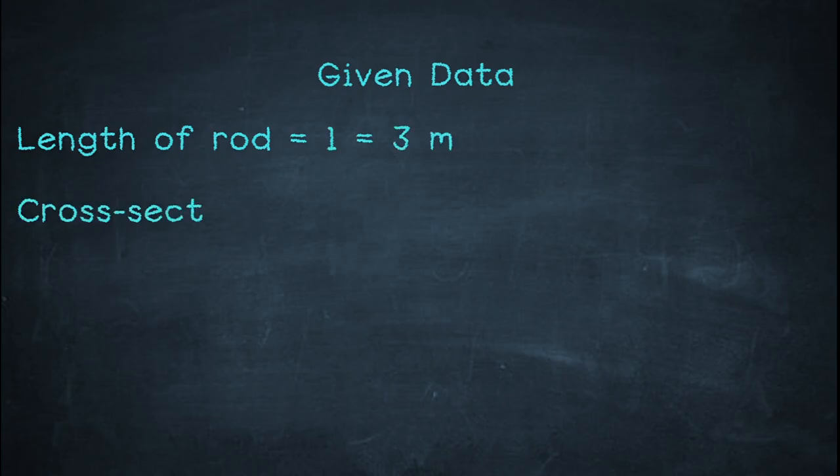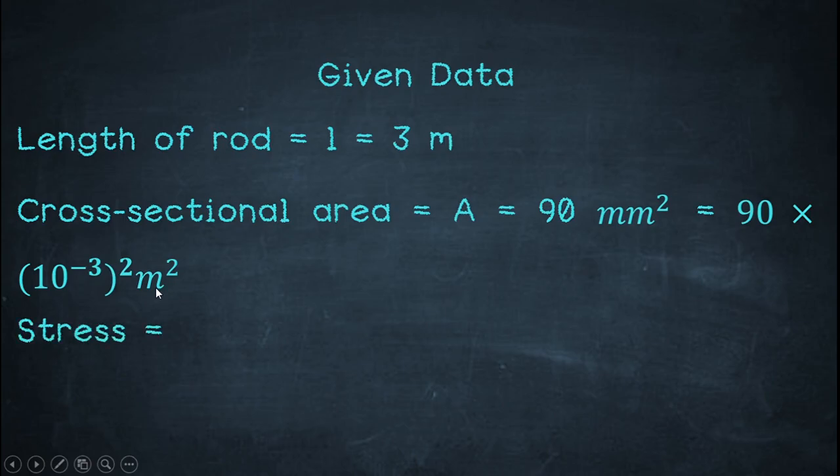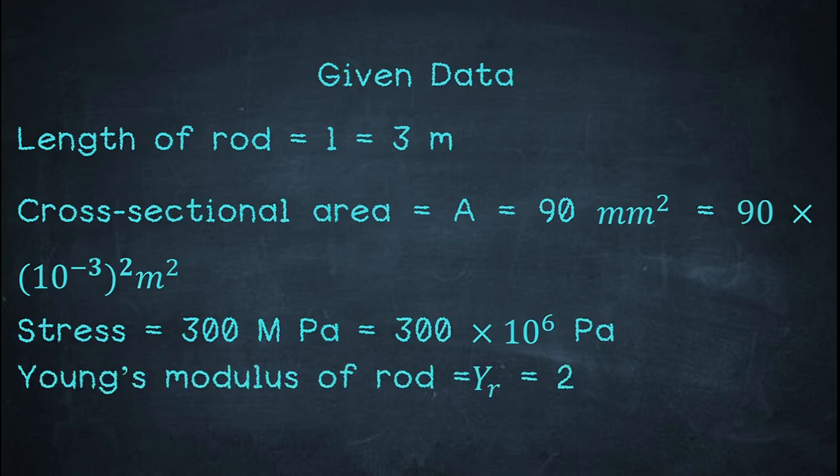So we can write the given data. Length of wire is 3 meters. Cross-sectional area is given to us. It is 90 millimeter square. We are converting into meter square, for which we will write 10 raised power minus 3, and due to square on millimeter, we will take the square of 10 raised power minus 3. And stress is 300 megapascal. Mega means 10 raised power 6, so we will write it in place of mega. And Young modulus of the rod is also given to us. It is 200 gigapascal. The value of giga is 10 raised power 9 pascals.